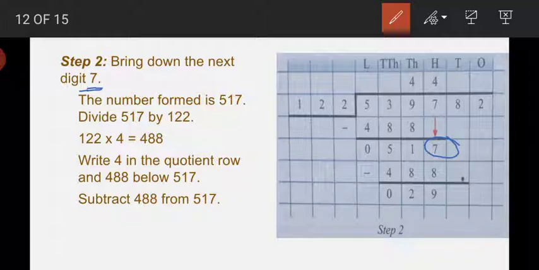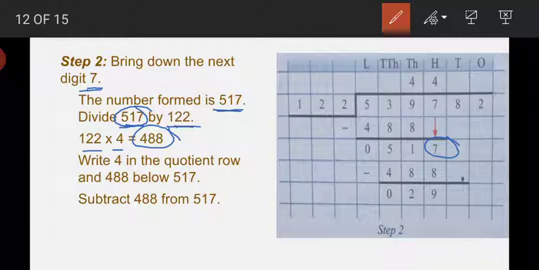So we get the next 3 digit number. The new number formed is 517. Okay, again we have to divide 517 by 122. So we have to find a multiple of 122 which is less than 572. Again I have multiplied 122 with 4, so the product is 488.